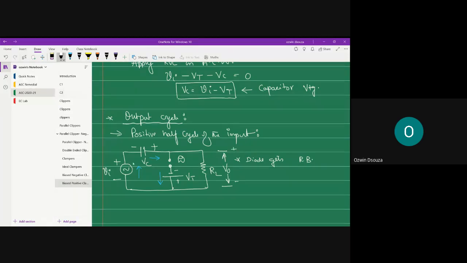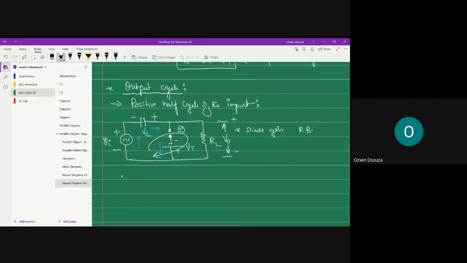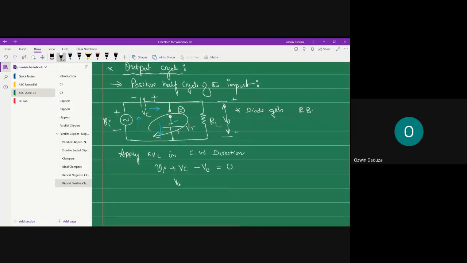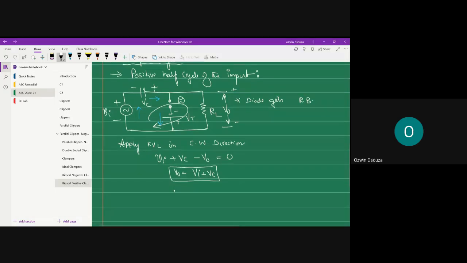So let's apply KVL now in clockwise direction, because we are dealing with positive half cycle. So what do you get? Minus to plus, then minus to plus, and plus to minus is equal to 0, or output V0 is equal to Vi plus Vc. So this is your output equation for positive half cycle.